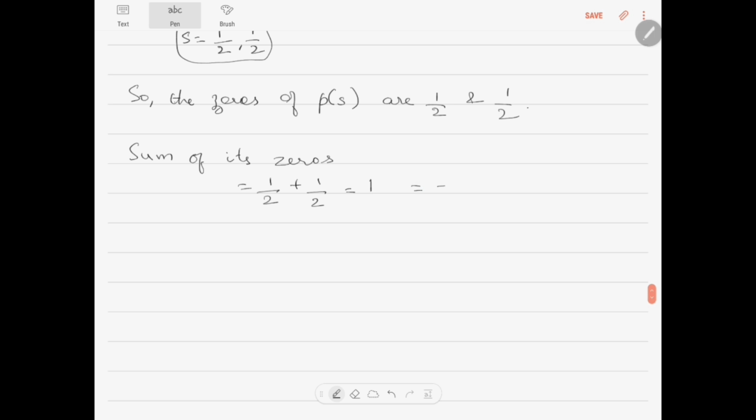Minus of coefficient of s by coefficient of s square, minus of minus 4 by 4.